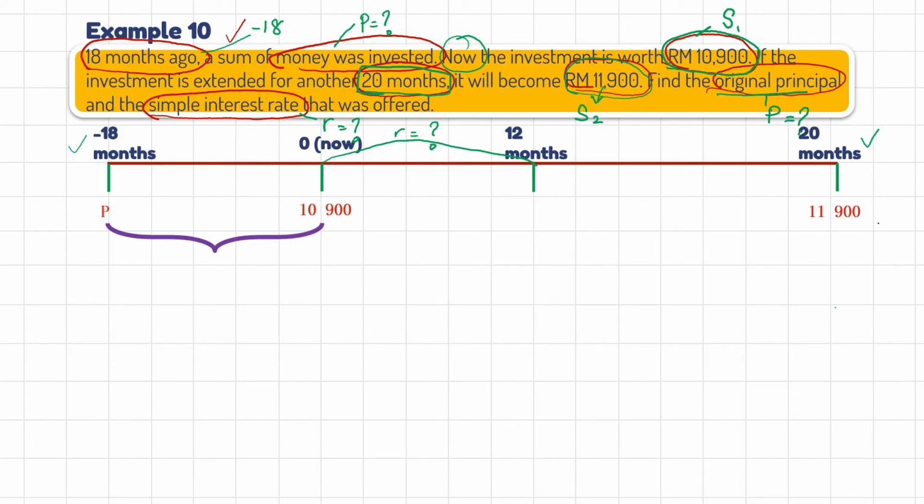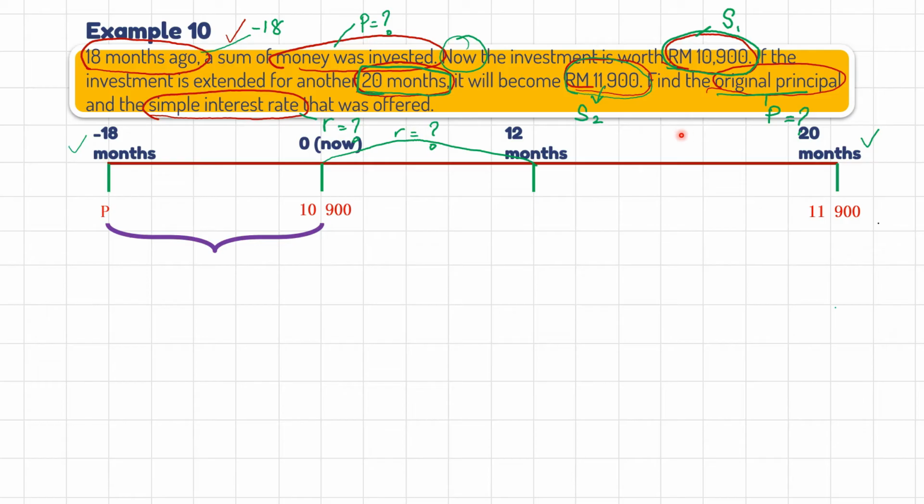First of all, on the timeline, we can see here from 0 as it is represented as today, which is present. Then we have here negative 18, which indicates the statement of 18 months ago. Next is 12 months, which portrays interest gain after 1 year, since this question is about simple interest only. And here we have 20 months, since the problem statement stated the investment is extended for another 20 months. So this will be our timeline.